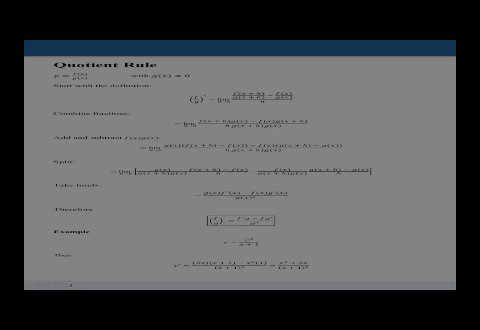Here f is the top one and g is the bottom one. f dash(x) equals 2x. Then f dash g minus f g dash, with g dash equal to 1, gives us the answer. This is called the quotient rule. In my program, you can see it explained in more detail.